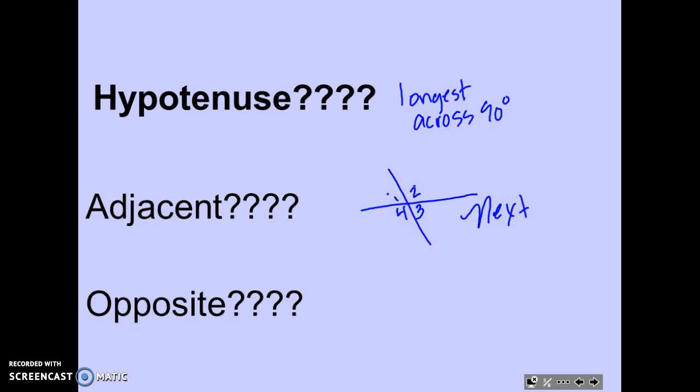And what does opposite mean? They're vertical angles, or what would we say? Across from each other. Okay, so opposite means across from each other. So 1 and 3 would be opposite. 2 and 4 would be opposite.